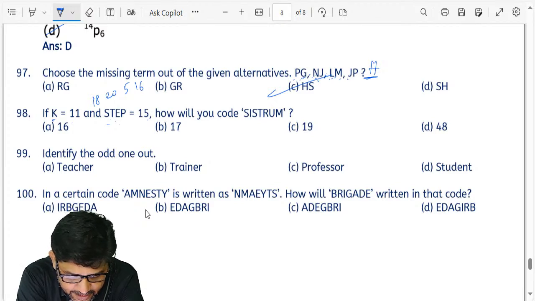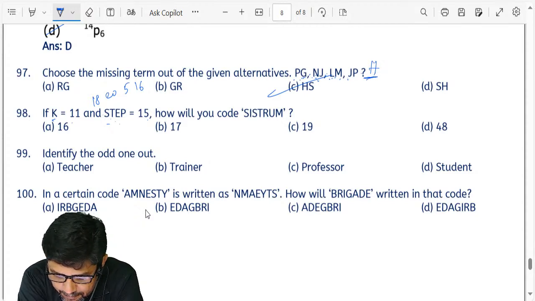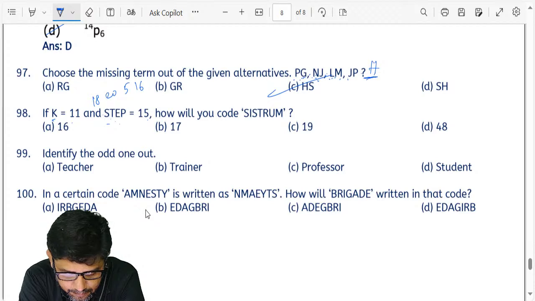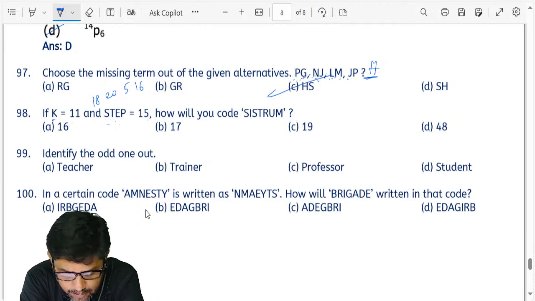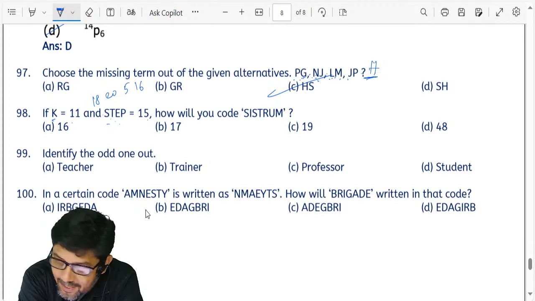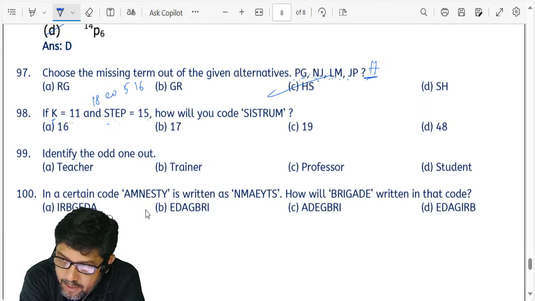Anyone have the idea, my dear? Step is equal to 15. How will you code it as a system? Add everything, divided by 4, since it is 4 letters. That's it, right? Then why didn't you get it? 38 plus 5 is what? But still it is not coming. 18 plus 20. What is it? And not 16?